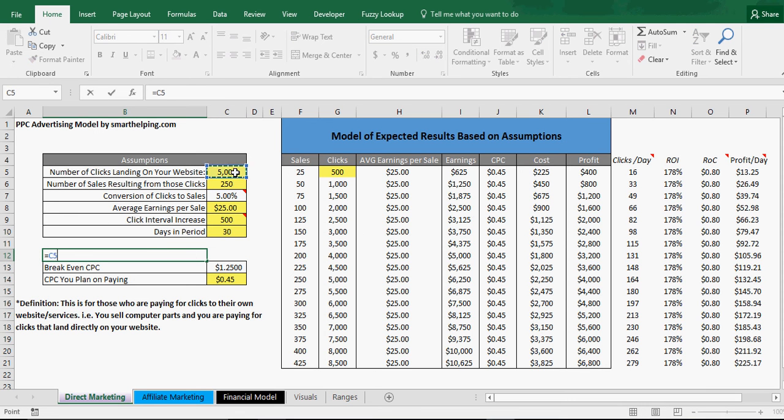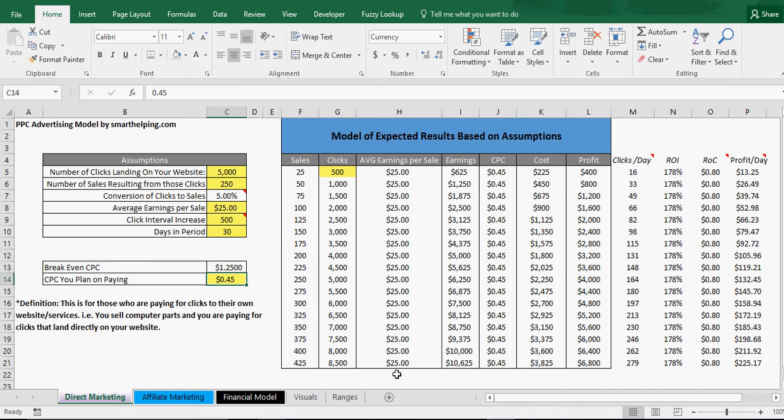If you paid for 5,000 clicks times $1.25, that equals $6,250. If you had 250 sales and they all earned $25, that's $6,250. So that's your break even. Now any price you pay per click below this is going to mean a profit.